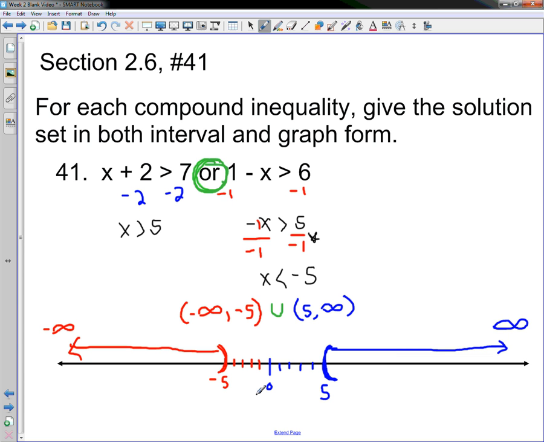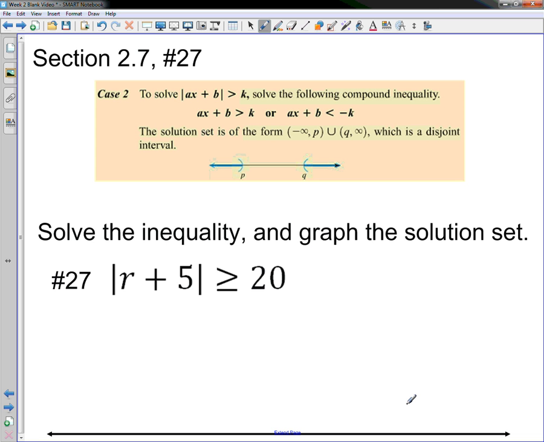So we have a couple from section 2.7, and it deals with absolute values. So let's go ahead and look at 2.7. In 2.7, it says solve the inequality and graph the solution set. Okay. So we're dealing with the absolute value of r plus 5 is greater than or equal to 20.